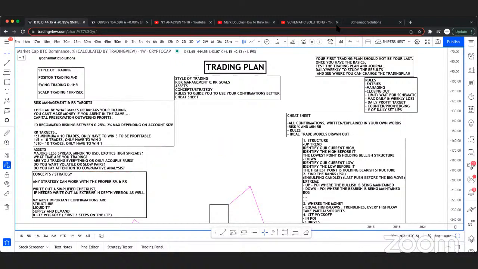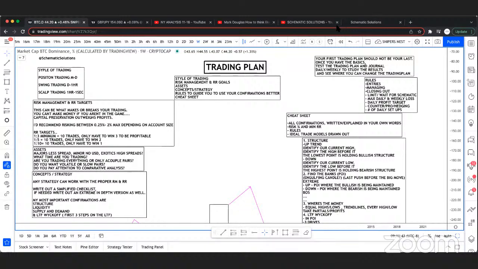Once you understand what assets you want to be trading, then we can talk about concepts and strategies. So just keep in mind, every single concept, every single strategy will work with a proper risk reward and risk management. You can literally be flipping a coin. You have a 50-50 chance. With the proper risk management and proper risk reward, you will be profitable. So now simply write out your checklist. You can do both a simplified checklist and an extreme in-depth version as well.